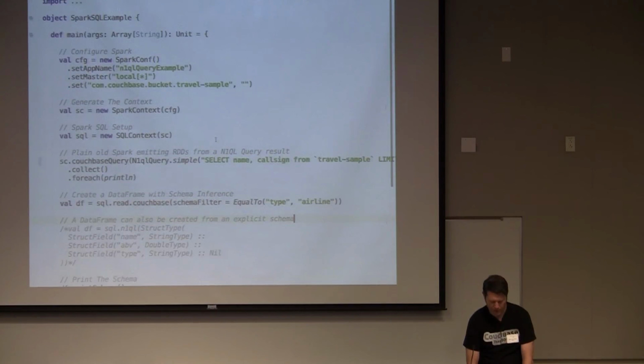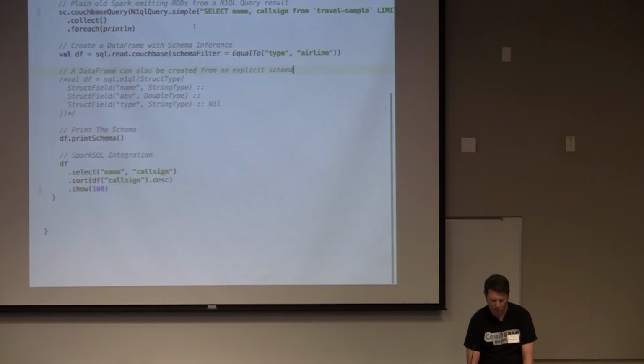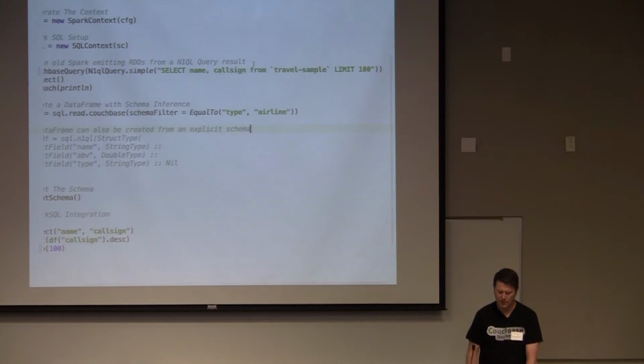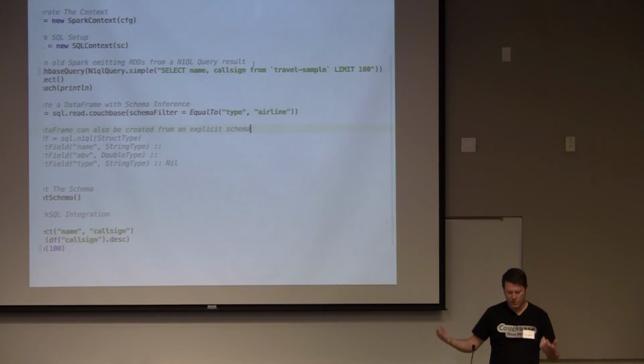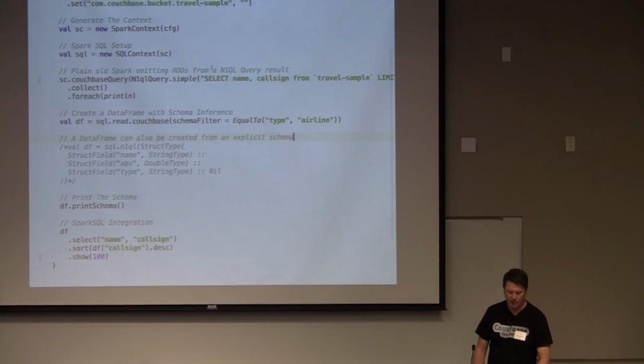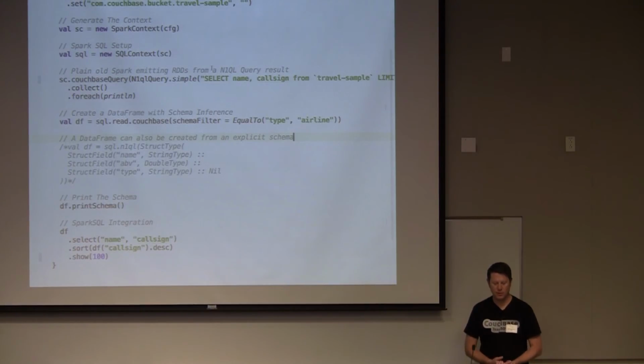What I'm wanting to do is execute a query. I want to run a query against Couchbase. In this case, I'm going to select the name and call sign from that travel sample and just limit 100. And Spark has some pretty neat stuff, if you haven't seen it previously, is that it can infer the schema based on the set of data that's coming out of the system.